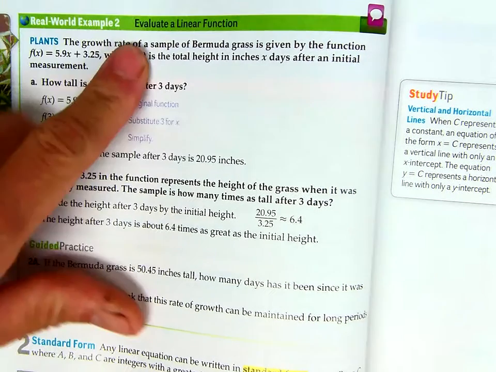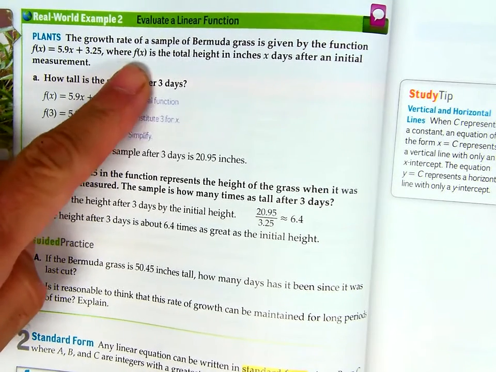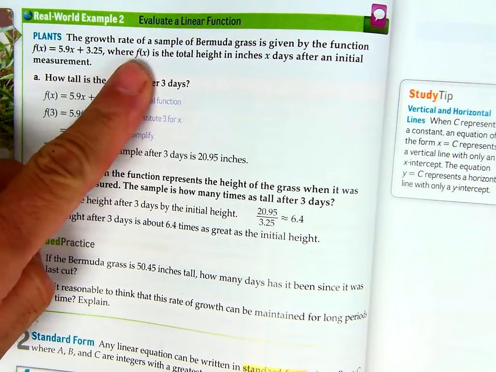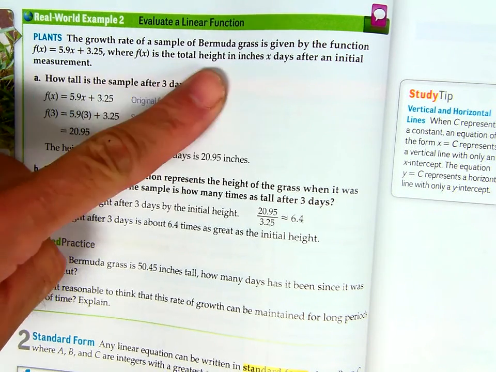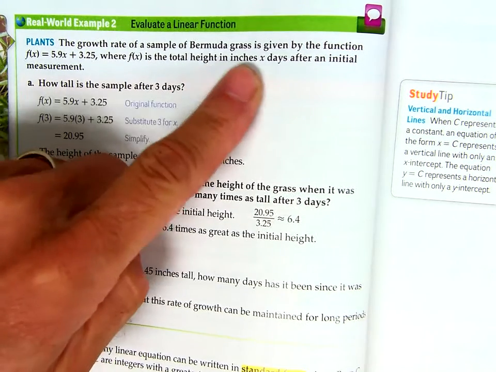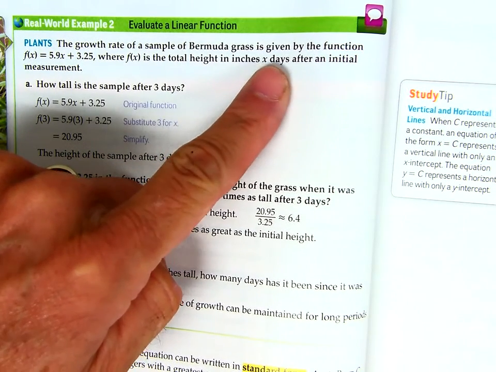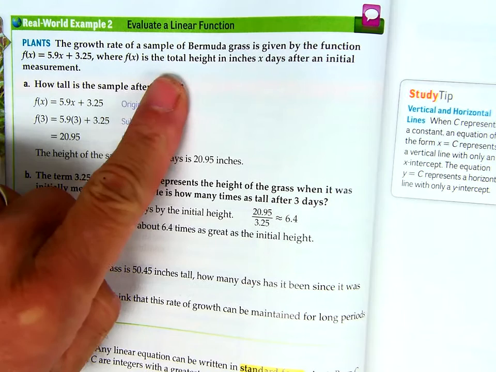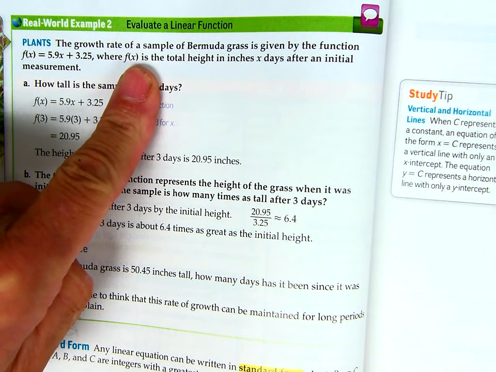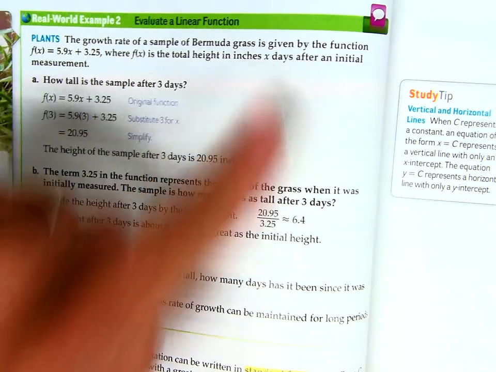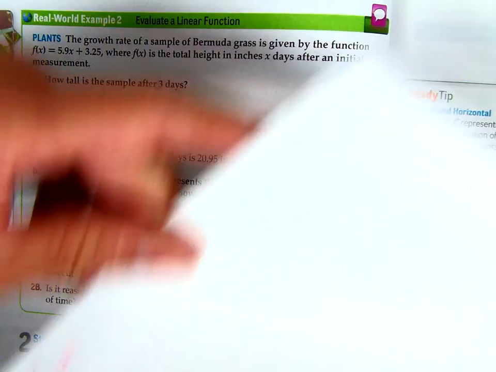Now, in these problems, you do have to pay attention to the descriptions of each variable. F of x is just another way to write y. Y is the total height in inches. X, the number of days. So if instead they said after 20 days, if the grass is 20 inches tall, how many days? Well, that kind of flips things around.